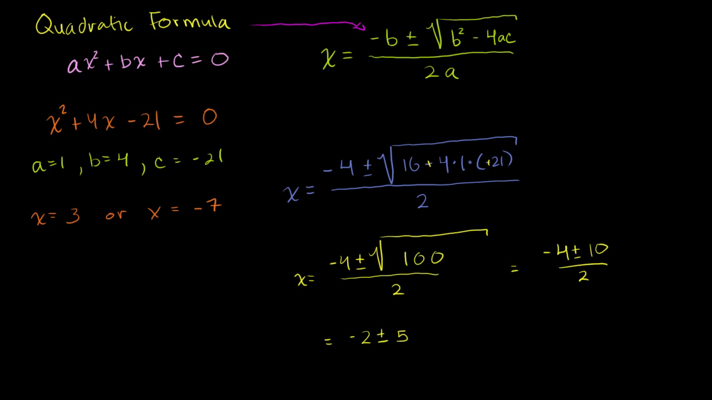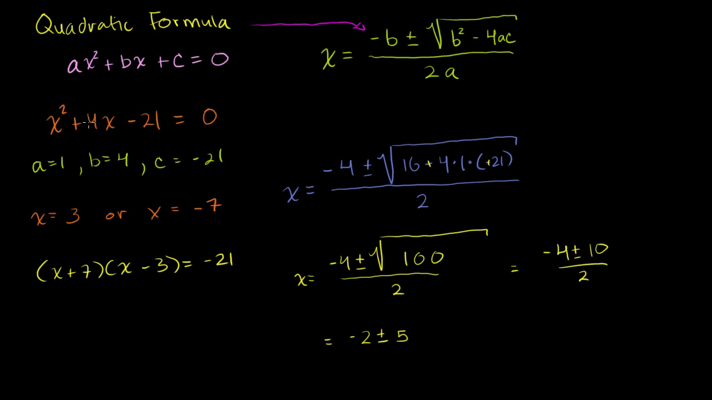Or you could even just try to factor this right here. You say, what two numbers, when you take their product, you get negative 21, and when you take their sum, you get positive 4. Well, so you'd get x plus 7 times x minus 3 is equal to 0. Notice 7 times negative 3 is negative 21.